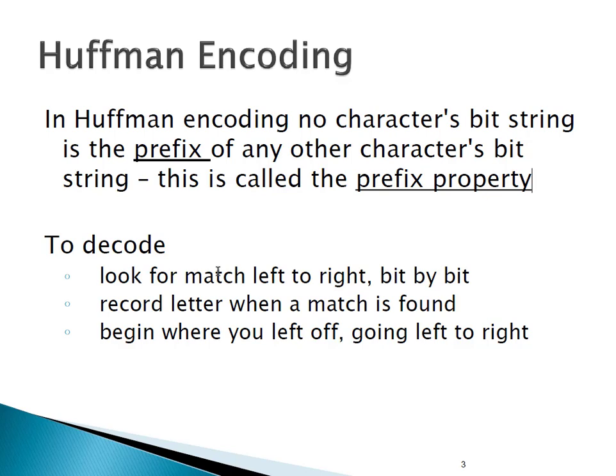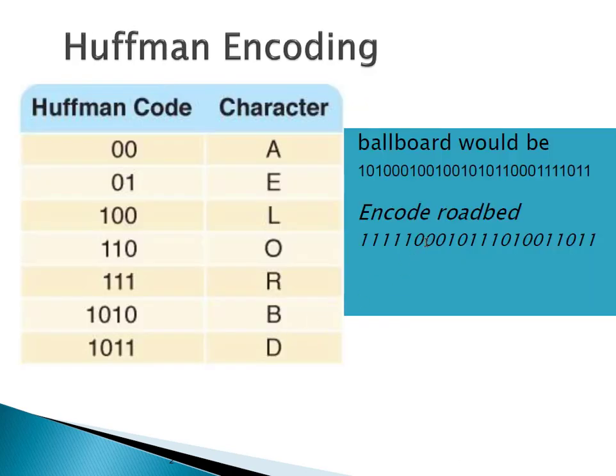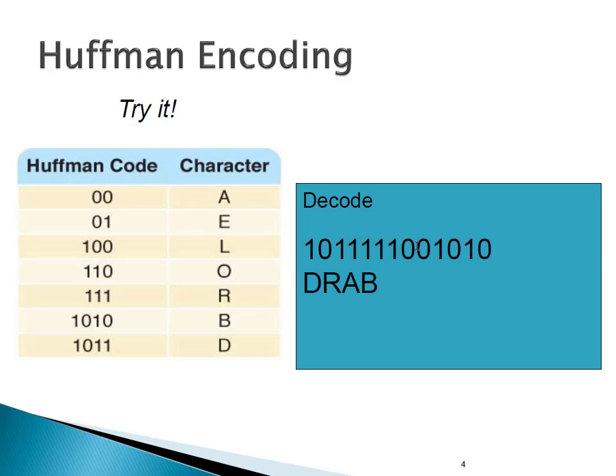We then record the letter when a match is found, and then we begin where we left off, going from left to right, as we've done in this example. So you can try it out in this example. You can pause the video here and try to decode this code, 101111001010. And if you do it successfully, you should get this word, drab, using this Huffman table.